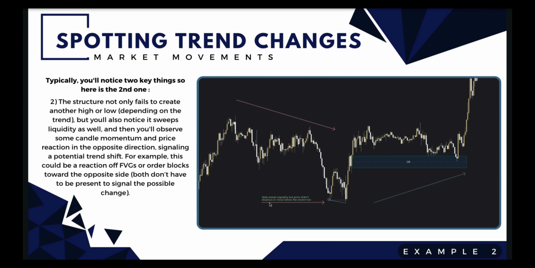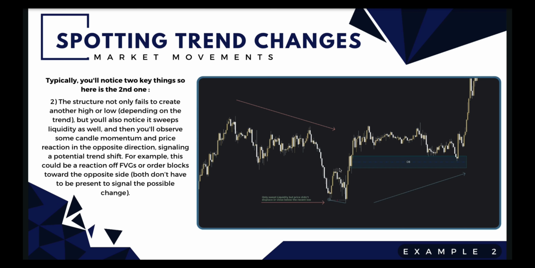So here, price only swept liquidity, but didn't displace or close below the recent low. Some people might see this as a stop hunt, right? Price will sweep some liquidity and then go back up. And what do we have here? An order block. Price comes down into the order block and then goes back up.